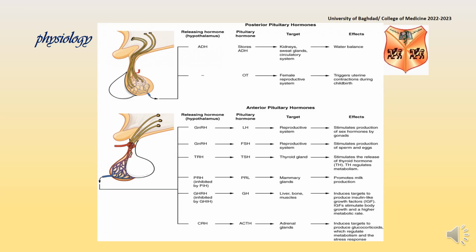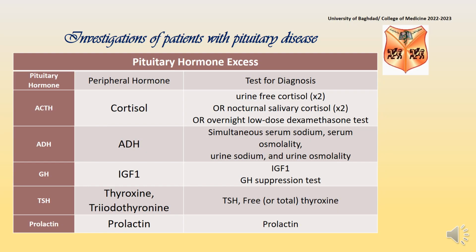About the posterior pituitary, which is called the neurohypophysis, it is a storage of antidiuretic hormone, which is secreted from the hypothalamus and stored in the pituitary gland, which then affects the target tissues, kidneys, sweat glands, and circulatory system, and has a role in water balance or water metabolism. The other posterior pituitary hormone, oxytocin, affects the female reproductive system and triggers uterine contraction during childbirth.